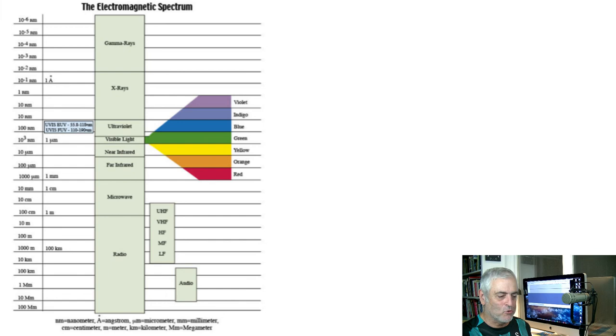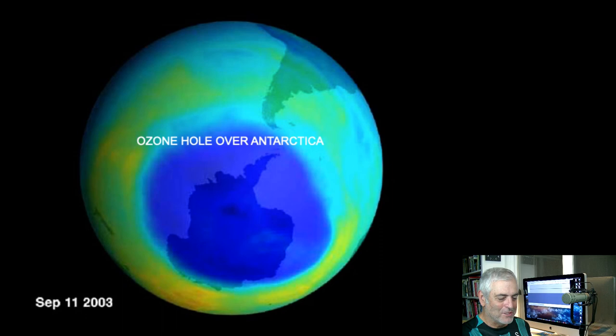Okay, very quickly, I'm going to show you a couple of things here. I'm going to show you the ozone layer over the Antarctic. Now, this was in 2003. It had healed up from that substantially, and now it's back again.